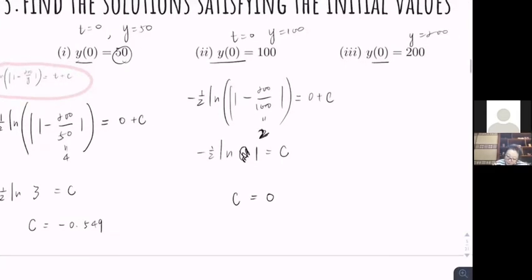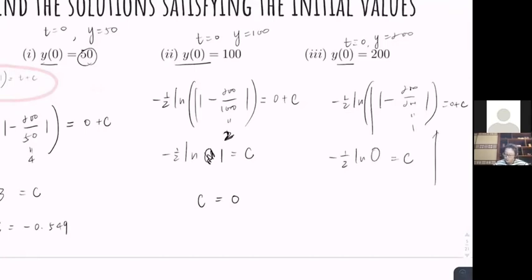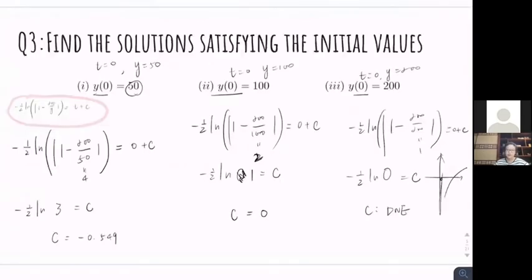In the last case, let's plug in t and y respectively. We will get negative 1/2 times natural log of 1 minus absolute value of y minus 200 over 200, which is 1, equals 0 plus c. We'll get negative 1/2 times natural log of 0 equals c. Natural log of 0 is actually undefined. So c in this case does not exist. So let's move on to the next question.